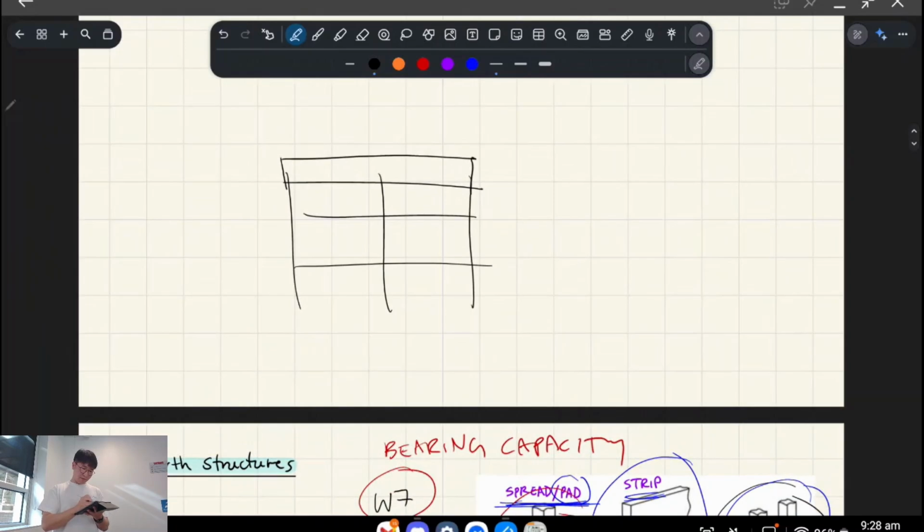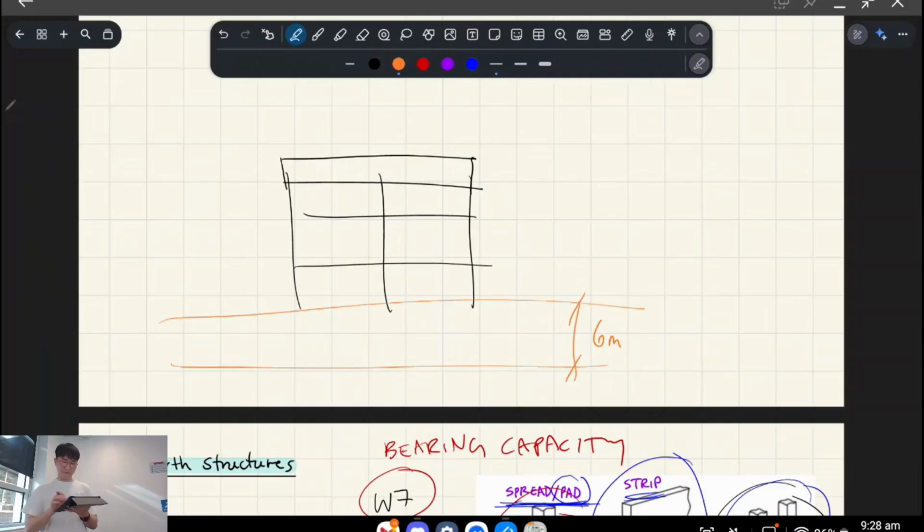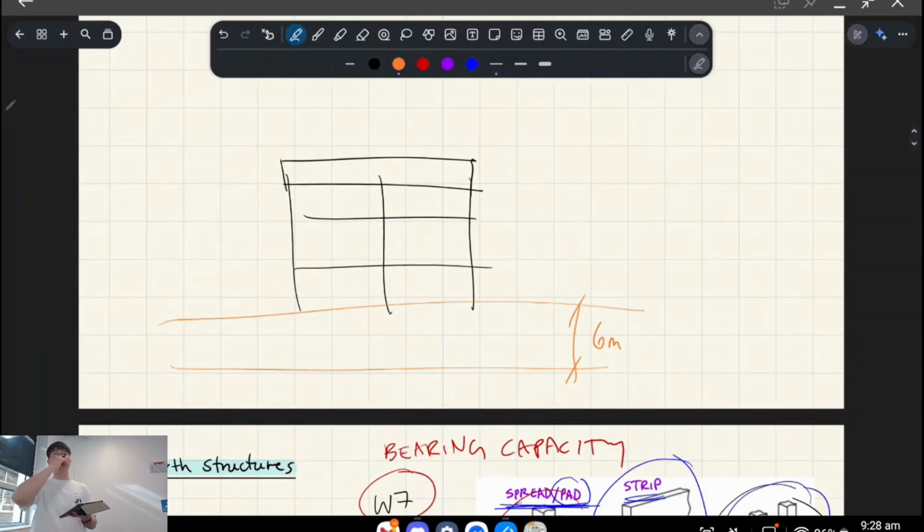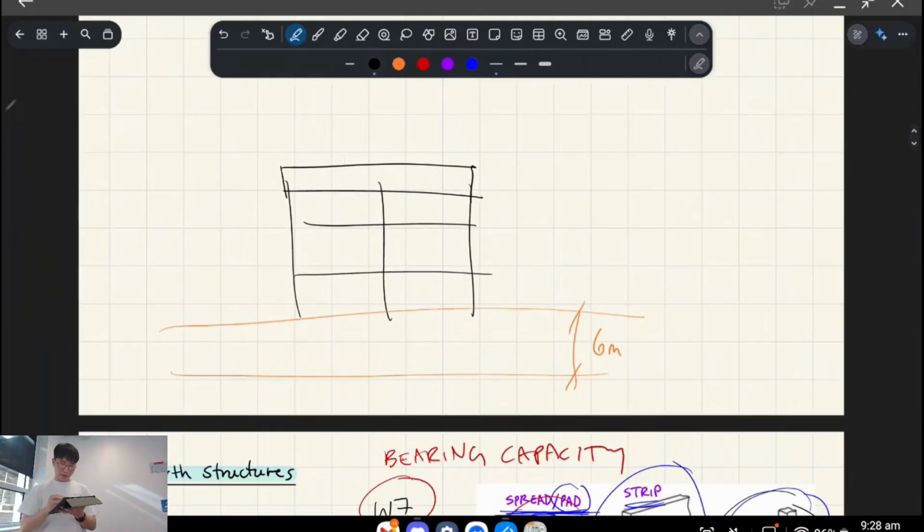Say the ground underneath, the first 6 meters, is really bad. It's really poor, like a really weak fill. So even when you step on it, you can see it squash down. That's how bad it is. But then underneath there, you've got rock. So under 6 meters, you've got rock, which is a lot stronger than soil.